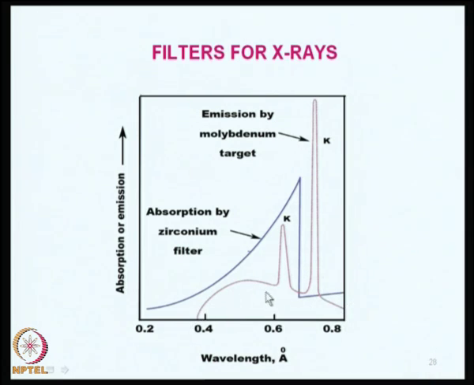There is a continuum X-ray coming like this, and then there is the K alpha line and then the K beta line, and you need to use only the K beta line emitted by the molybdenum target, that is this line, but you do not need the other part. So, what I do is I use a zirconium filter which will cut off all the radiation coming in this range, including the K alpha line. This is the job of the filter. So, what is available after using the filter is only the K beta line.